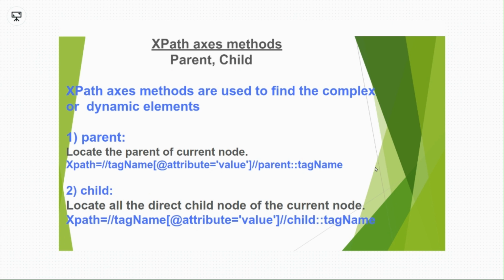So the parent and child access methods are straightforward. Where we need to locate the parent of a current node, we have to use the parent access method, and where we have to find the child of a current node, we have to use the child access method.